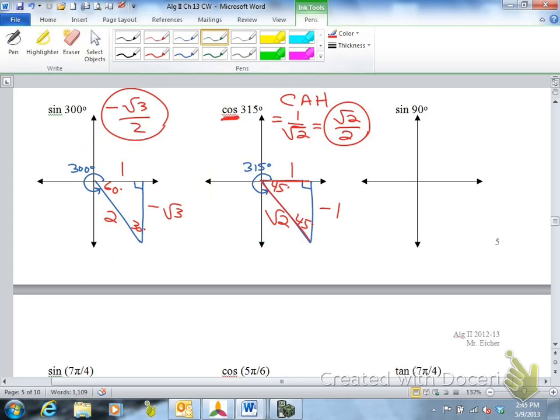Okay, on the next one, we have a problem. The method I just showed you doesn't work, because if you graph your angle, here's your angle, you have to make a line vertical to make a triangle. You don't have a triangle, so you can't use this method. You have to use a different method, which I'm going to show you on the next page.